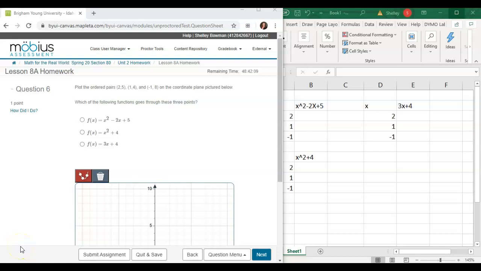Mobius Lesson 8A homework question number 6. Plot the ordered pairs (2, 5), (1, 4), and (-1, 8) on the coordinate plane pictured below. Which of the following functions goes through these 3 points? So the first thing I'm going to do is graph these, and then we'll discuss which of the functions we want to pick.